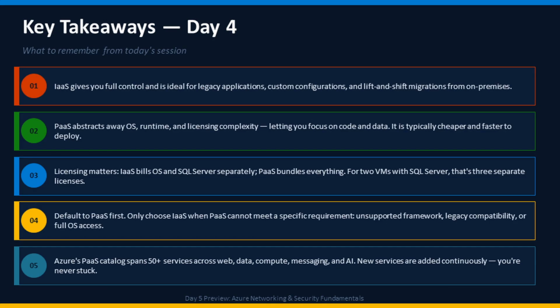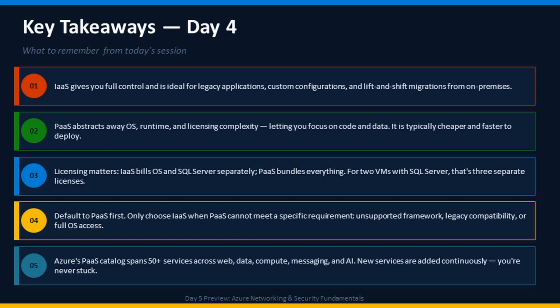Let's close day 4 with our 5 key takeaways. Number 1, IaaS gives you full control. When you need to run legacy applications, require custom configurations, or are migrating from on-premises using a lift and shift approach, IaaS is the right tool. Azure Virtual Machines feel familiar to traditional IT professionals and offer the same level of control they're used to. Number 2, PaaS abstracts complexity. By removing OS management, runtime administration, and licensing concerns, PaaS lets your team focus exclusively on what matters: your application and your data. It's typically faster to deploy and cheaper to run over time.